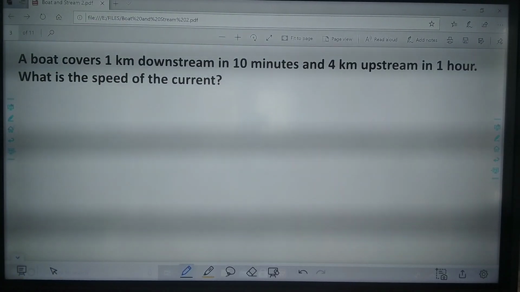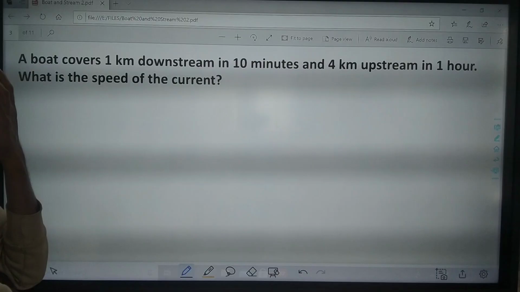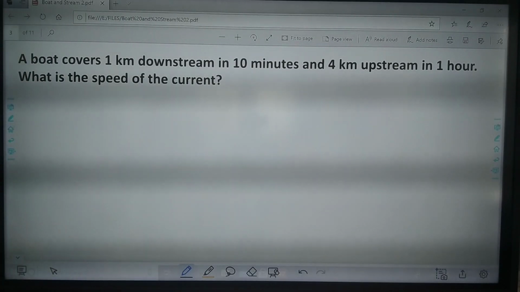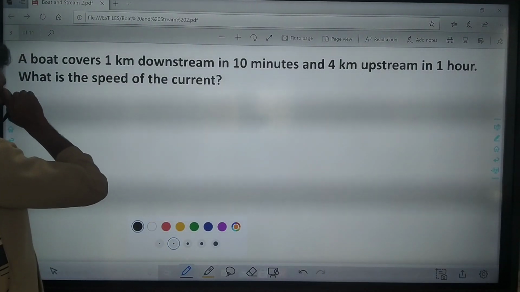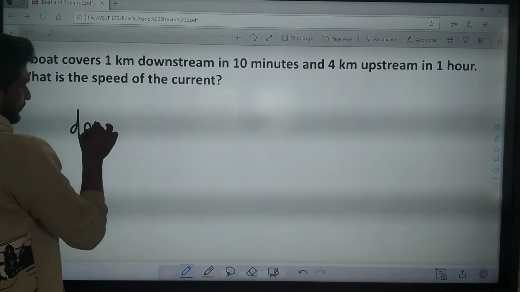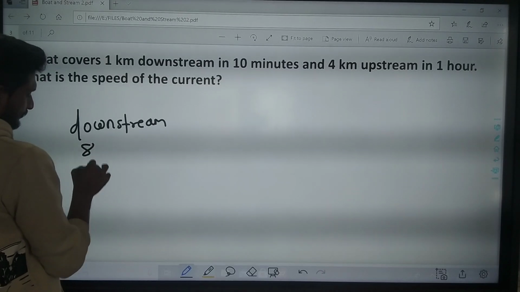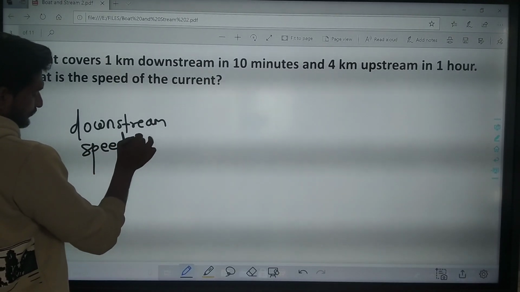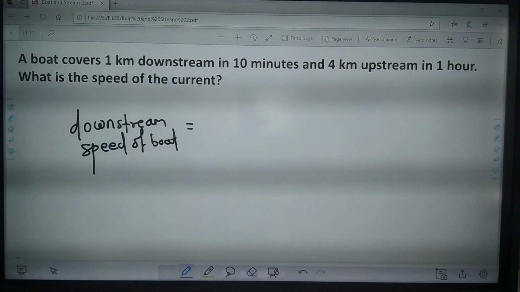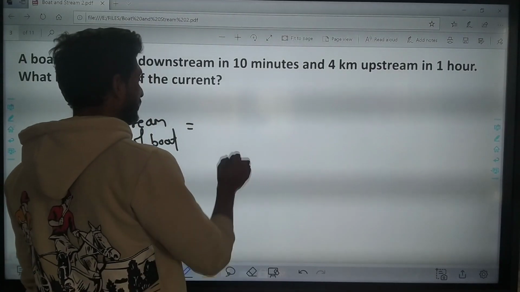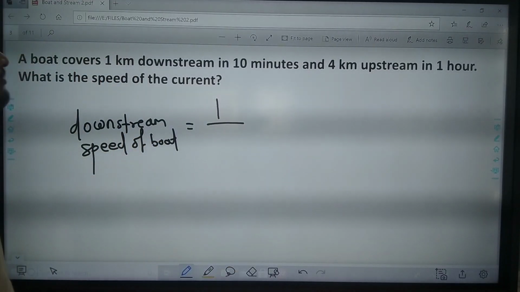A boat covers 1 kilometer downstream in 10 minutes and 4 kilometer upstream in 1 hour. What is the speed of the current? The boat covers 1 kilometer downstream in 10 minutes. Then the downstream speed of the boat is distance upon time, 1 kilometer in 10 minutes.